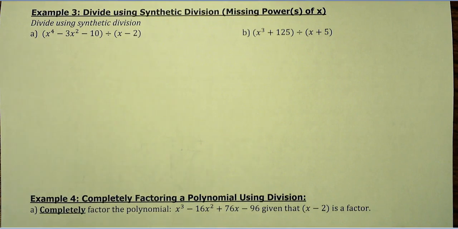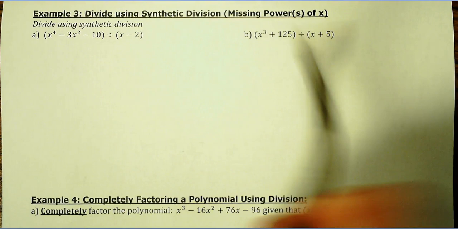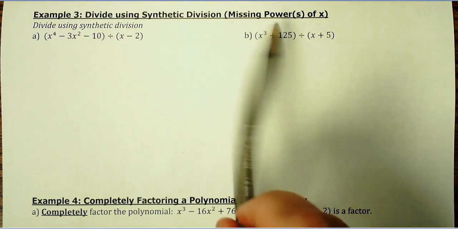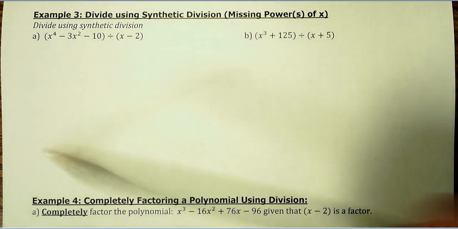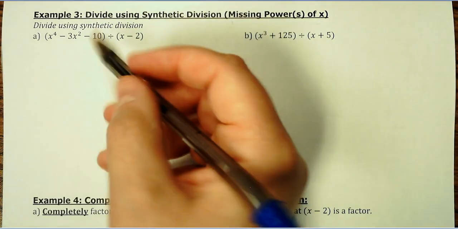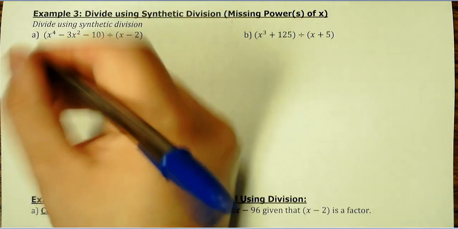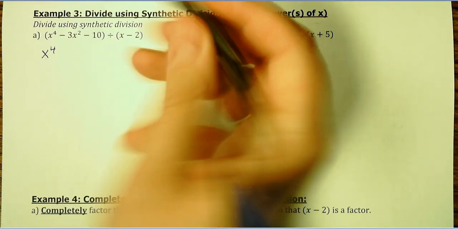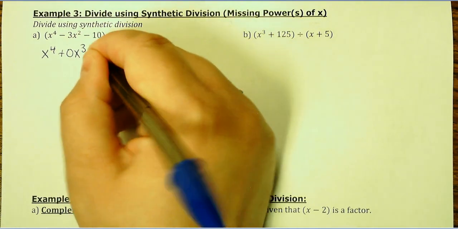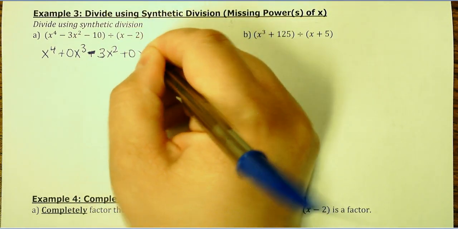Alright, so I have some special cases here, and we're still doing some division, and you'll notice as my example description it says up here we're going to do synthetic division, but we're going to have missing powers of x. So what do I mean by that? So I'm going to take x to the 4th minus 3x squared minus 10 and divide it by x minus 2. So if you guys notice, and this is really important, I don't have a term with an x cubed. Oops, sorry, this is minus. And I also don't have a term with an x.